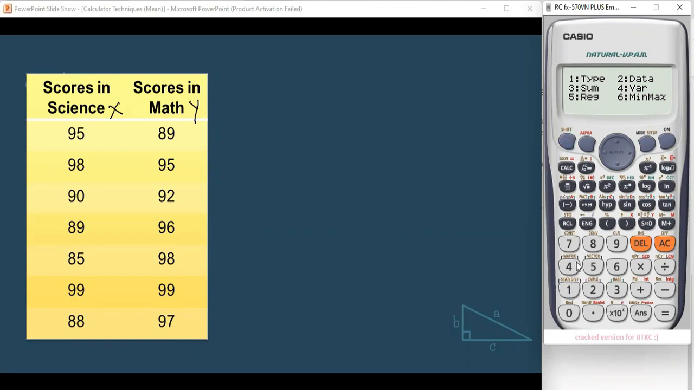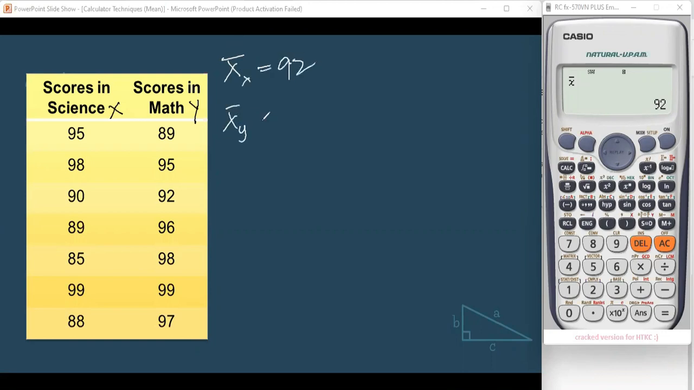Okay po, my dear students, so let's get the mean for the scores in science. So that is shift 1, variability, so that is 2 po. Mean po, in the x value is 92. So yung mean po natin for x value, that is 92.